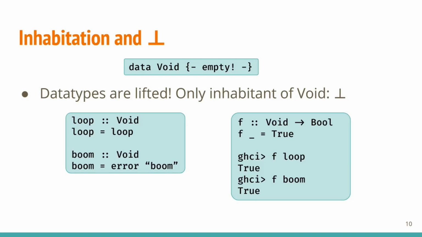Lazy but not total also means that we have bottom inhabiting every data type. That includes the data type void, which doesn't have any data constructors, so bottom is its only inhabitant. These examples here introduce bindings of type void by resorting to divergence and runtime errors. F here matches on them in a lazy wildcard match, and it's just a regular exhaustive function definition.